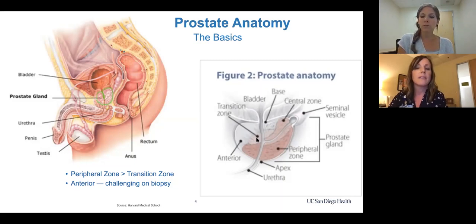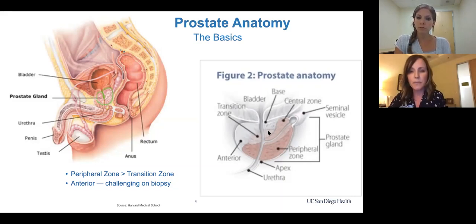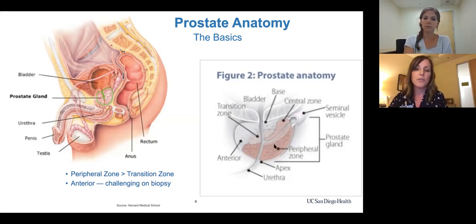Urethra. Cancer tumors are less often in the transition zone. We also have the central zone, which is linked to the seminal vesicles. I do also want to point out, here's the anterior prostate. If you look, that is typically pretty challenging to attain on biopsy. Not challenging to attain, but sometimes if there are tumors in the anterior prostate, those can easily be missed when we do a transrectal approach.